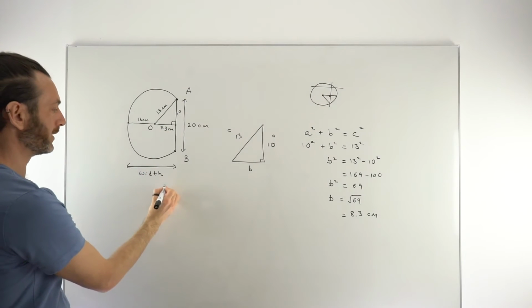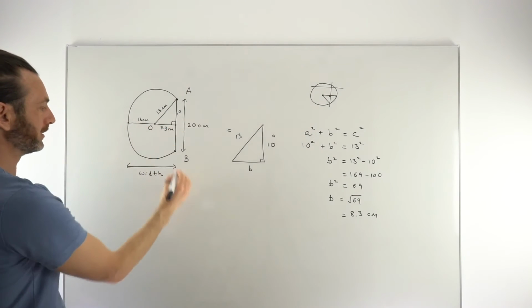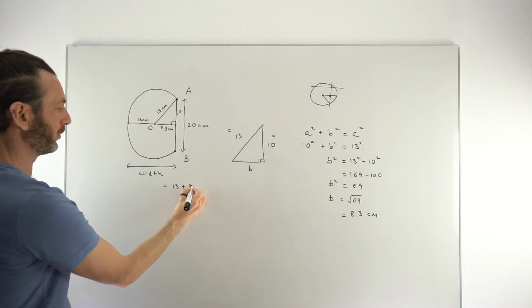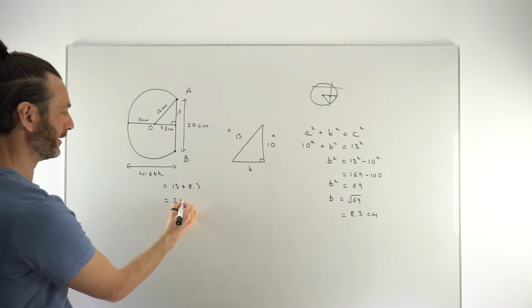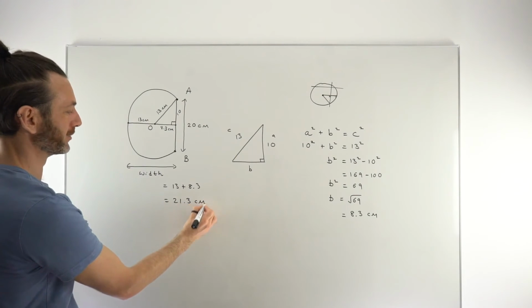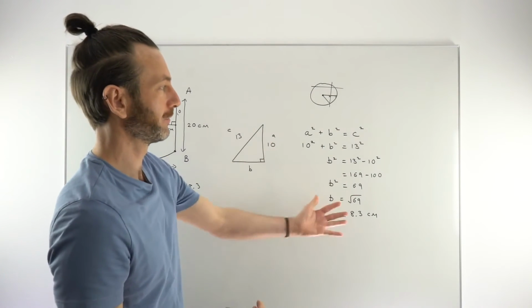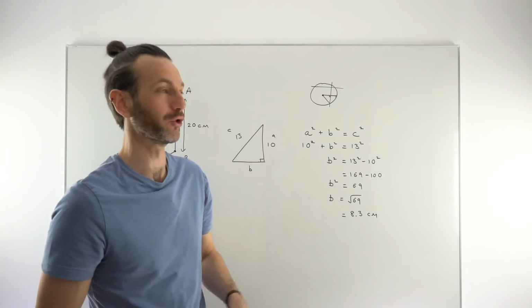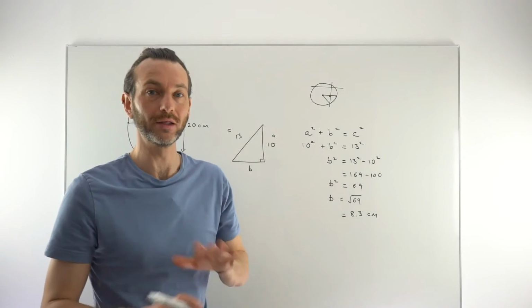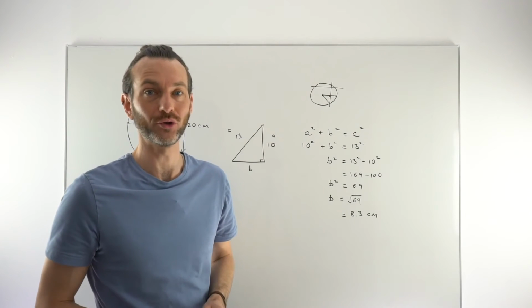So that means that the width is going to be 13 plus 8.3. So that is what, 21, is that right? 21.3 centimeters. So the actual mechanics of the Pythagoras is not that difficult, but recognizing these questions is challenging. Circle, chord line, it's not geometry, it's a Pythagoras question every time.